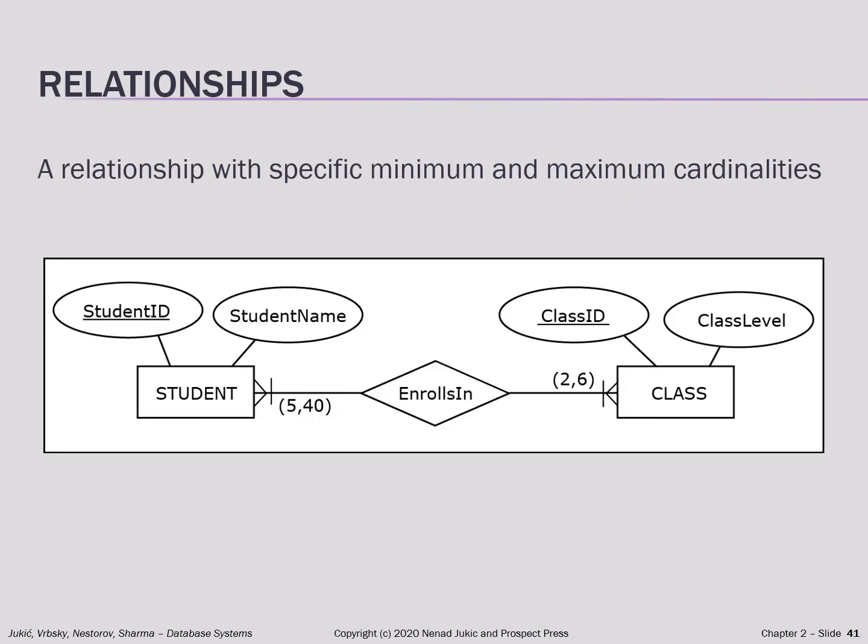Each student enrolls in between 2 and 6 classes. Each class has enrolled in it between 5 and 40 students. So we now know more than just mandatory many on both sides. We know exact numbers. So here we don't have to say each student enrolls in between one and many classes. No, we know exact numbers. So we say each student enrolls in between 2 and 6 classes. Same in the other direction. Each class has enrolled in it between 5 and 40 students.